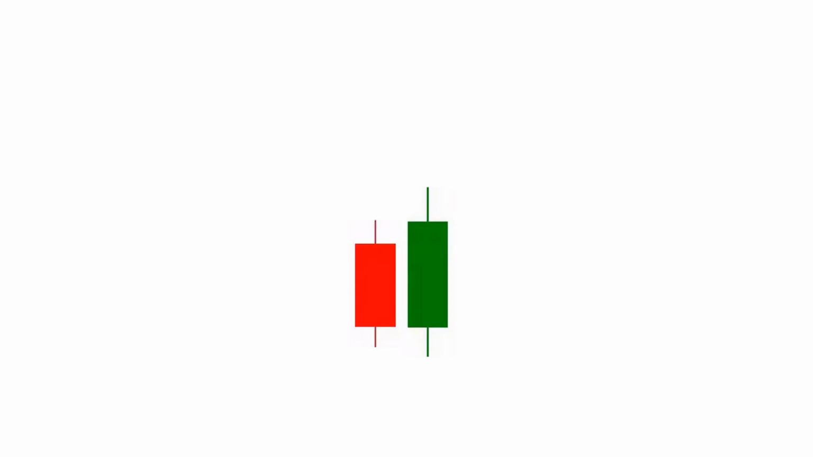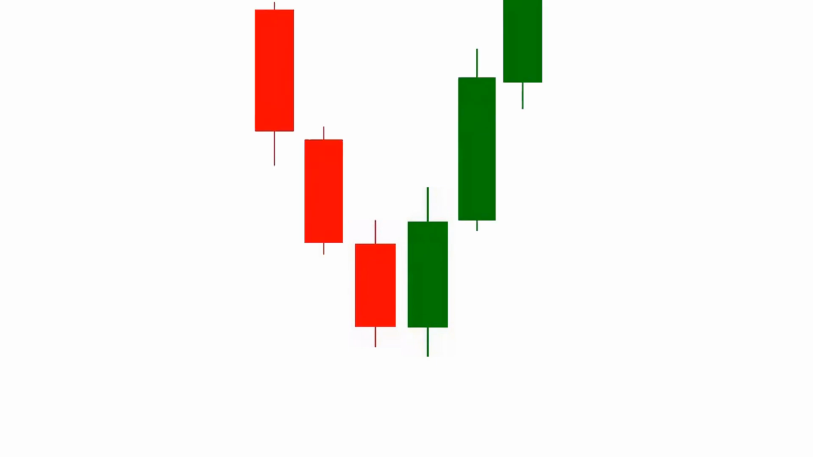In this video tutorial, we will learn how to identify the perfect bullish engulfing pattern. The bullish engulfing pattern is a candlestick pattern that converts a downtrend to an uptrend. But not all bullish engulfing patterns convert a downtrend to an uptrend, and only a 100% perfect bullish engulfing pattern does. Today we will learn how to determine a 100% perfect bullish engulfing pattern. So let's get started.